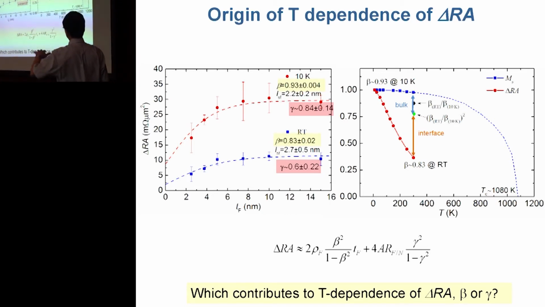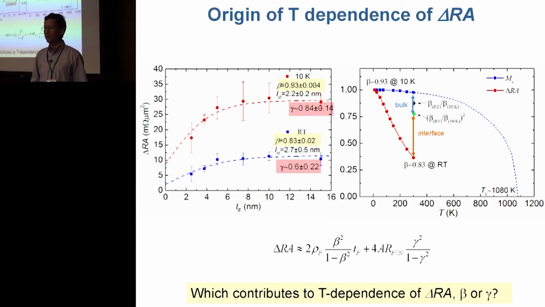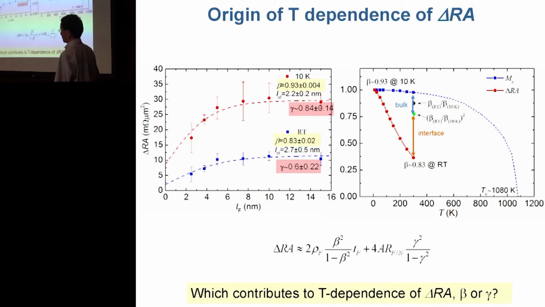So in order to improve this, we have to understand the reason for the large degradation of MR. First, we measured the bulk magnetization value. And this one does not change even if we go from cryogenic temperature to room temperature. But when we look at the change of the MR output, this one shows large degradation, although the magnetization itself doesn't change. So what is the reason for this?